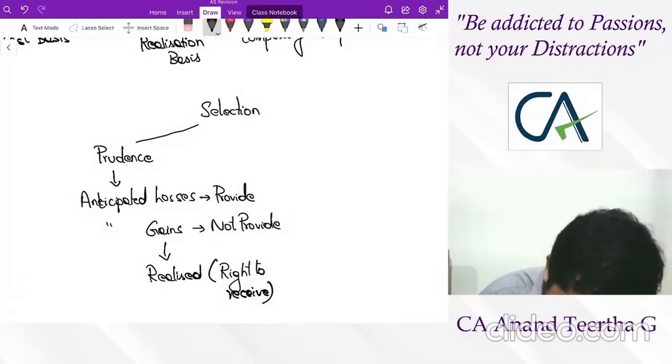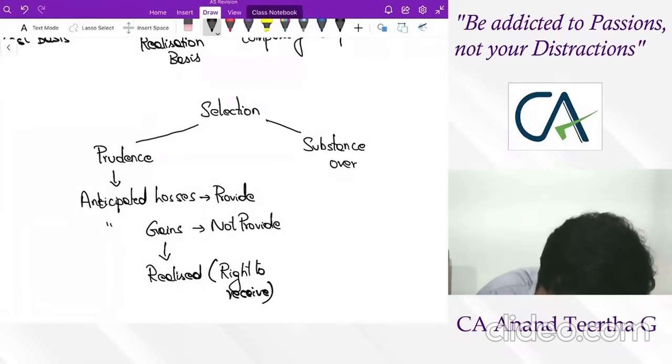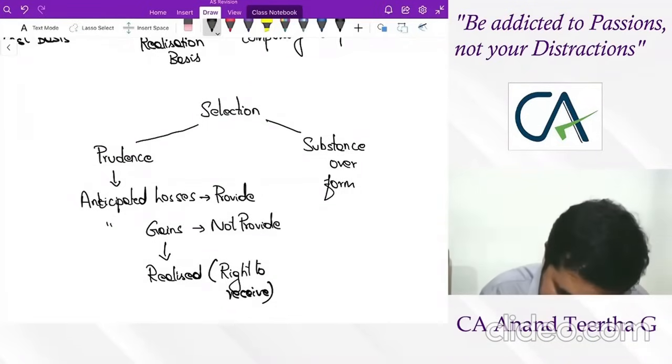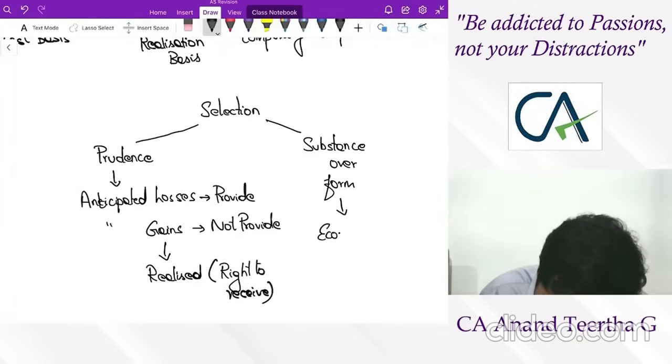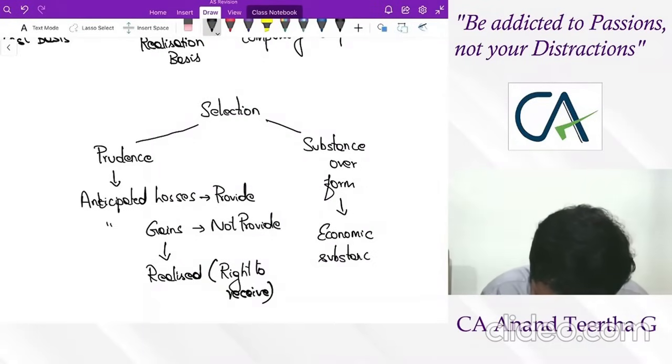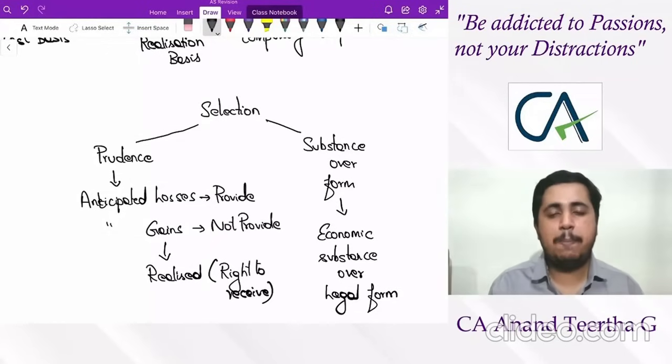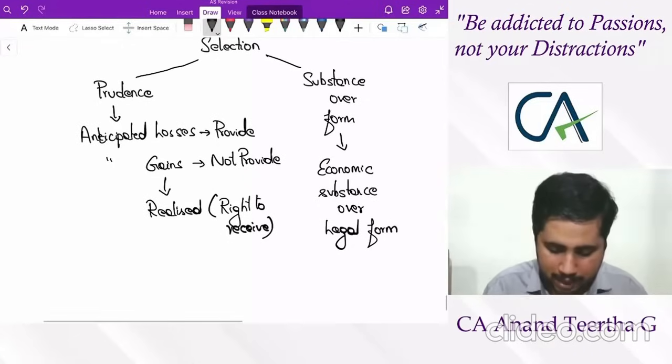Next, the second aspect for selection is substance over form. Now, what is substance over form going to tell us? It tells us that economic substance over legal form. So what is that economic substance? Economic substance basically means how the value derivation has taken place. The best example for substance over form is your hire purchase.